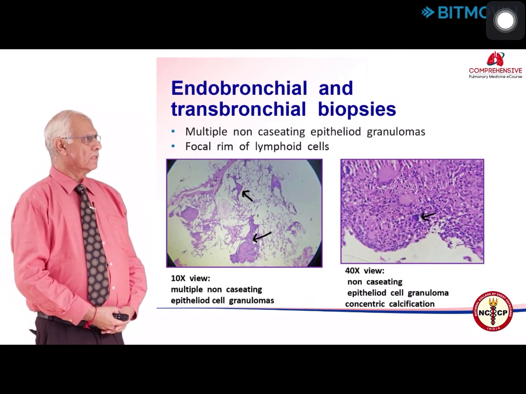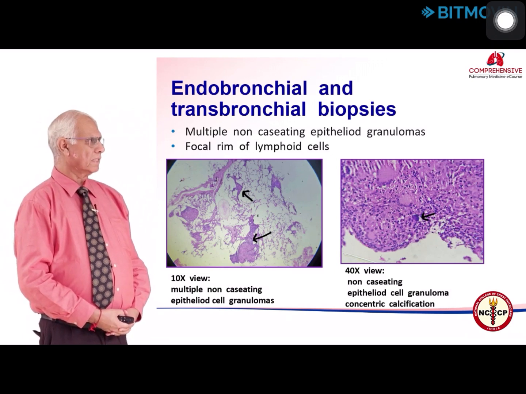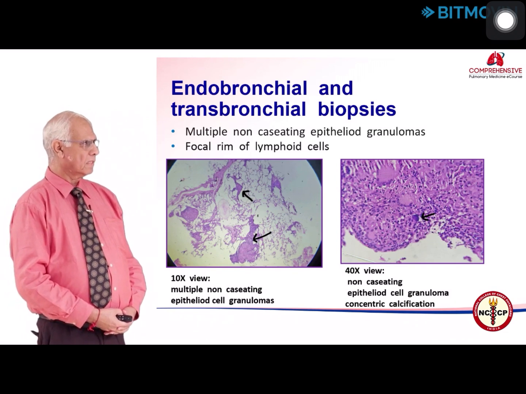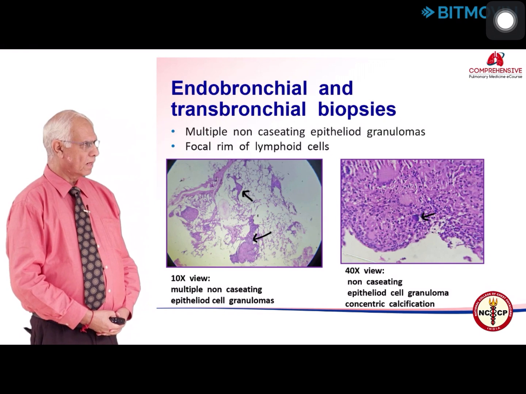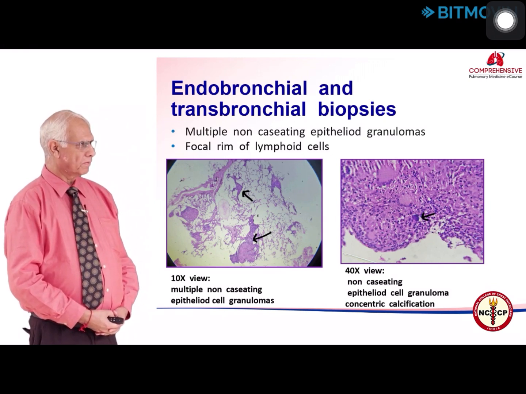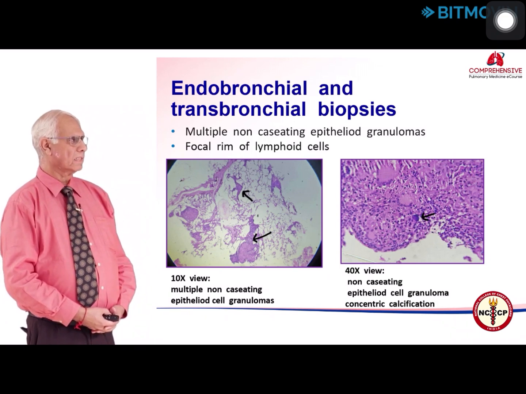This was the endobronchial and transbronchial biopsy. It shows multiple non-caseating granulomas. There was a focal rim of lymphoid cells, and the arrow marked over there shows this in the low power fields as well as the high power fields. There are non-caseating epithelioid cell granulomas with concentric calcification.